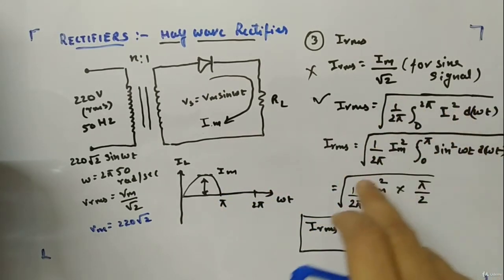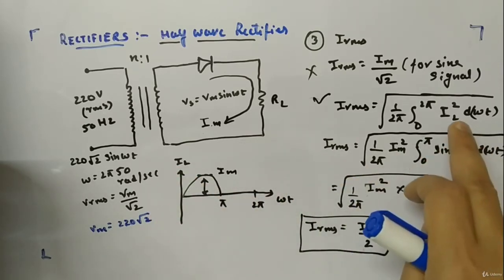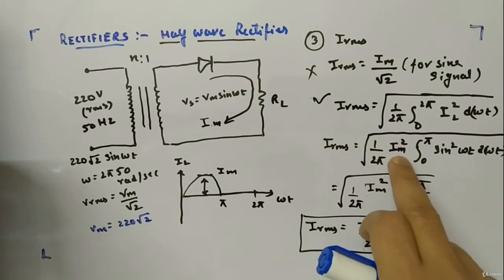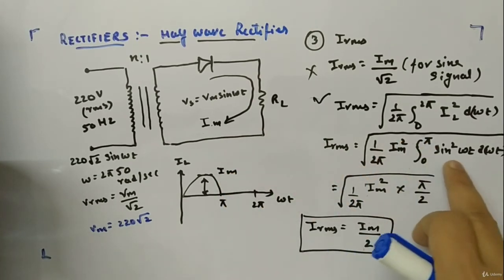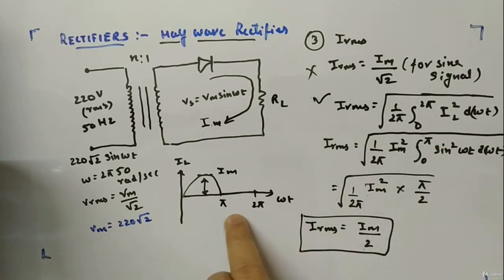Okay, square value of IL. So our IL is this guy. So I'll plug the value of IL. So you'll get IRMS is equal to under root 1 by 2 pi Im square, this is Im square sine square omega t d omega t, and this is going from 0 to pi, since from pi to 2 pi it is 0.